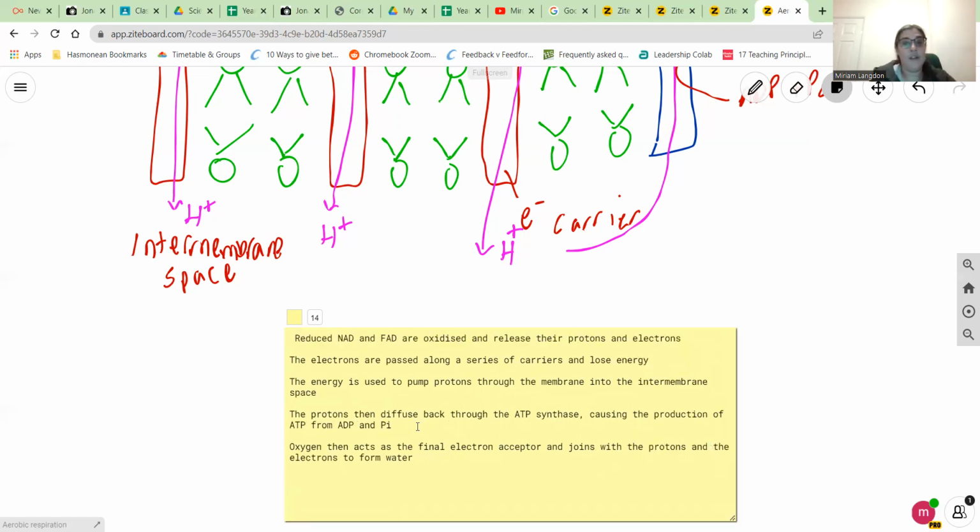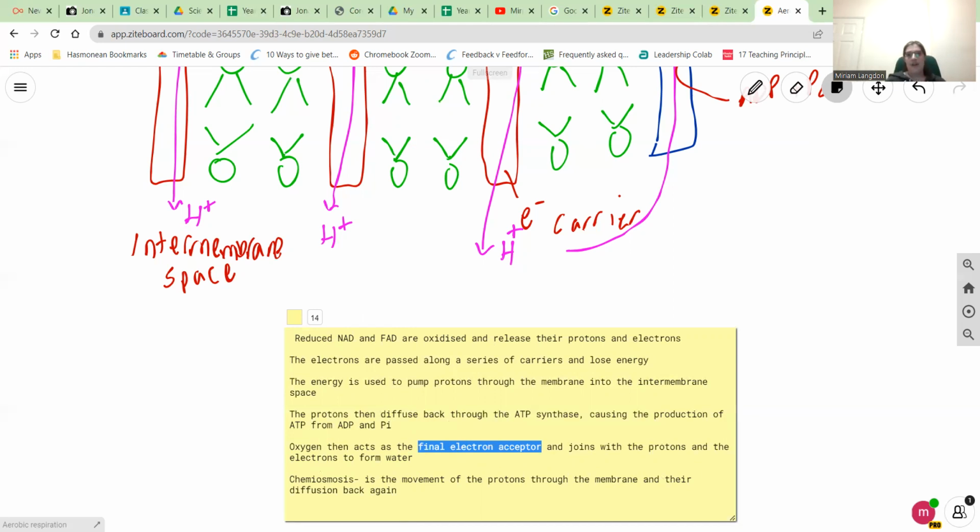It is worth knowing, because it's mentioned in the specification, that the protons going back and forth is called chemiosmosis. The osmosis is the movement of the protons through the membrane and their diffusion back again. This idea about oxygen acting as the final electron acceptor is really important. It comes up all of the time. It's given a mark every single time.